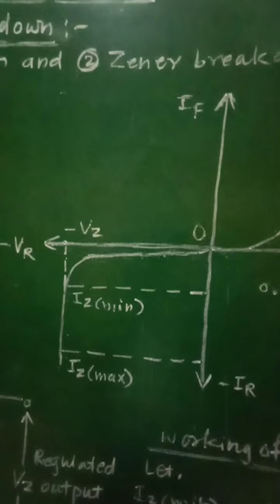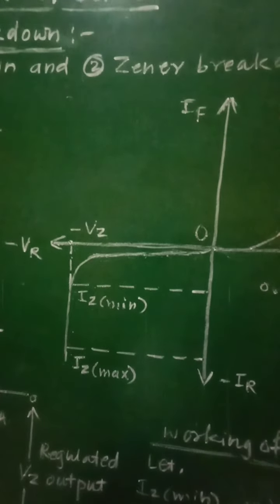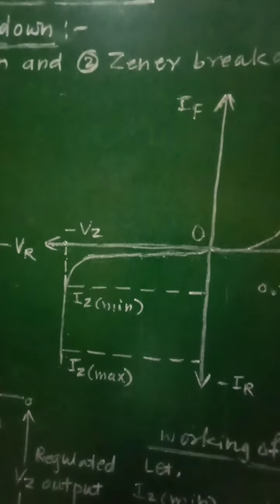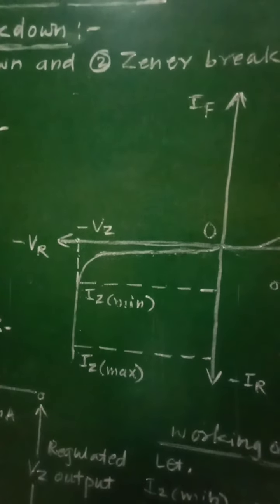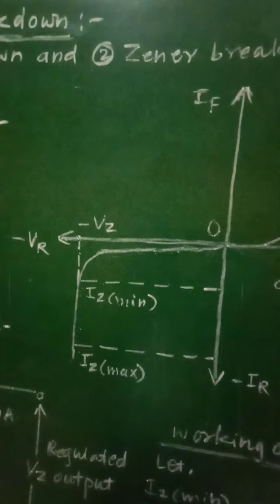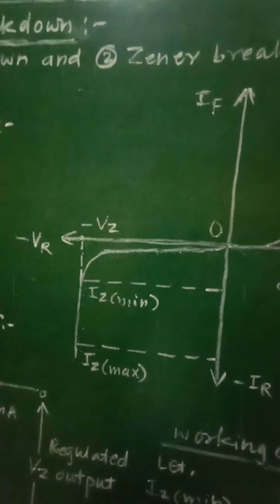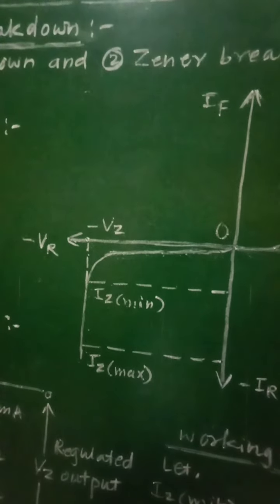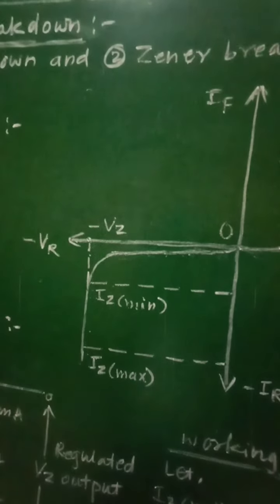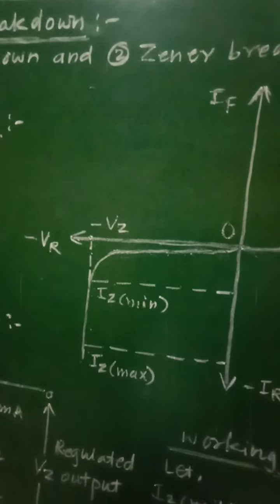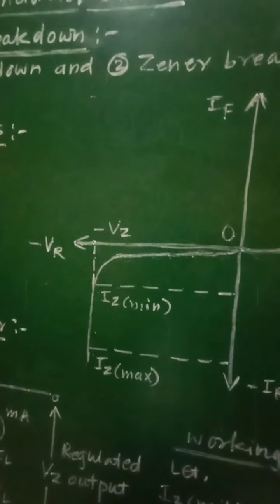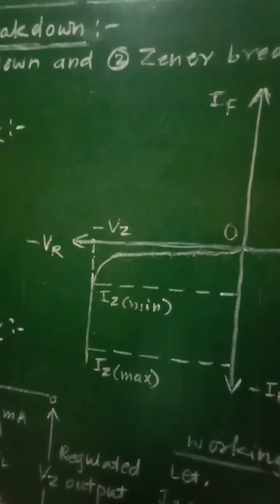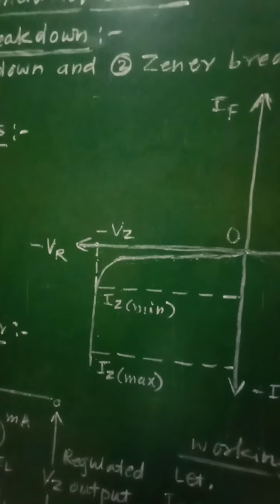And for a lightly doped diode there is a higher breakdown voltage, and for a heavily doped diode there is a lower breakdown voltage. That means when any diode is lightly doped, it will have a higher breakdown voltage Vz, and for a heavily doped diode this breakdown voltage will be less.